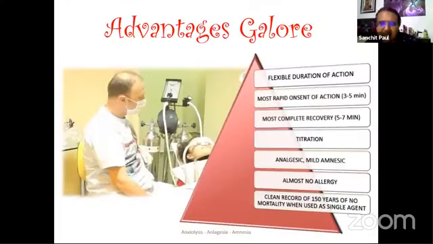Now, what distinct advantages does nitrous oxide have? The best thing is it has a flexible duration of action. It will work only till the child is breathing, nothing more or nothing before that. The best part is it has a very rapid onset of action. Within 3 to 5 minutes, its action starts working. And the moment the child stops breathing the gas or we switch over to pure oxygen, there is a complete recovery within 5 to 7 minutes.